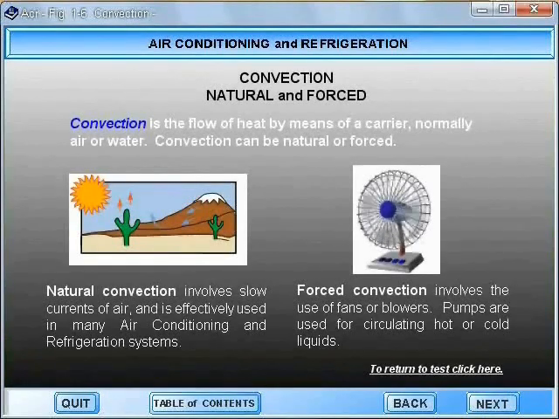Convection is the flow of heat by means of a carrier, normally air or water. Convection can be either natural or forced. Natural convection involves slow currents of air and is effectively used in many air conditioning and refrigeration systems. Forced convection involves the use of fans or blowers. Pumps are used for circulating hot and cold liquids.